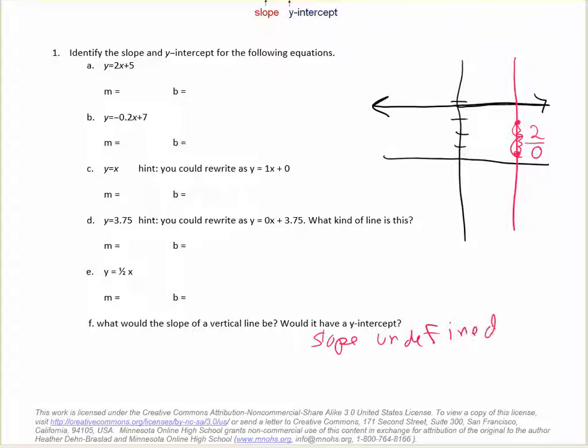Look at it again to see if it would have a y-intercept. This red line here is never going to touch my y-axis, which is over here. So it does not have a y-intercept. So the slope is undefined for all vertical lines, it turns out.